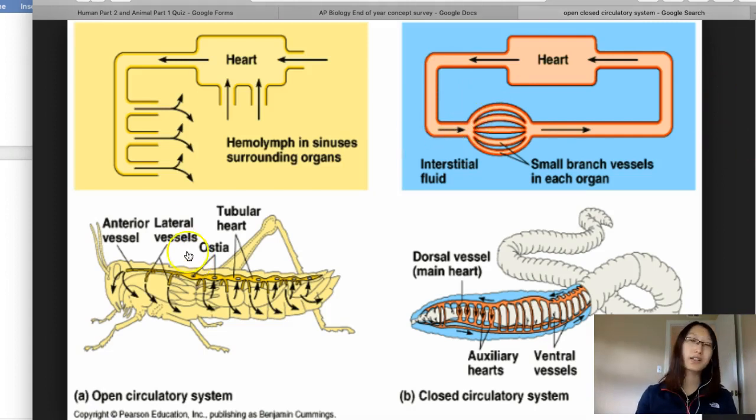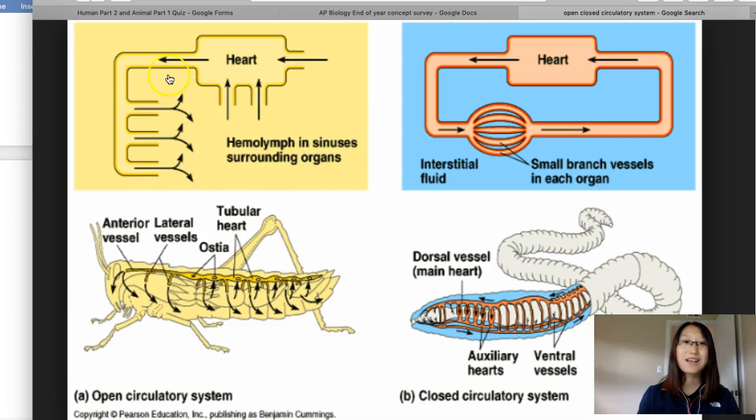So an open circulatory system is when you send the body liquid, which is called hemolymph. This is not really blood, but it does the same thing. It sends oxygen all throughout the body. So it does have a heart that pumps so that it can squeeze the oxygenated hemolymph all throughout the body of an insect, for example. However, there are no blood vessels that allow the hemolymph to go back to the heart.